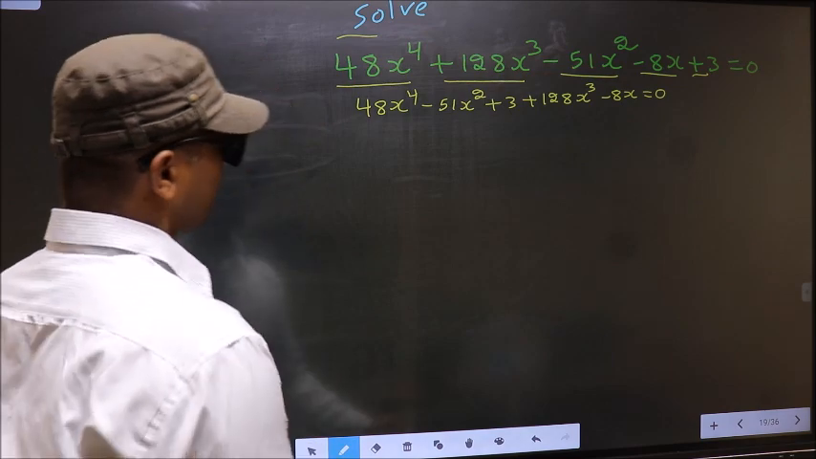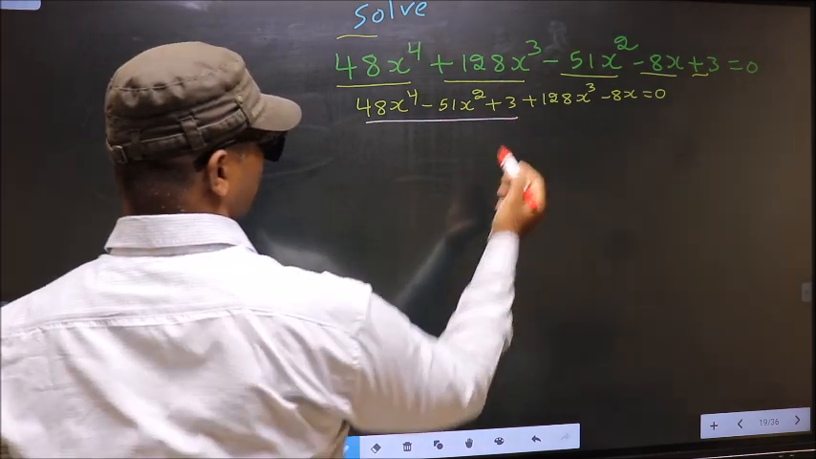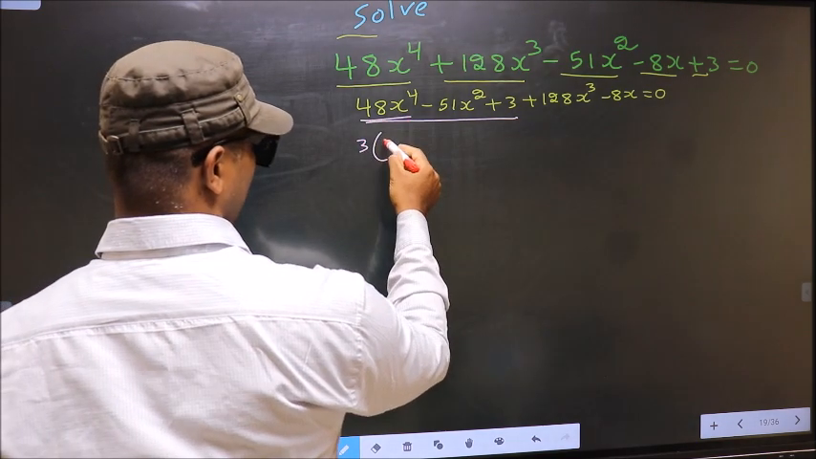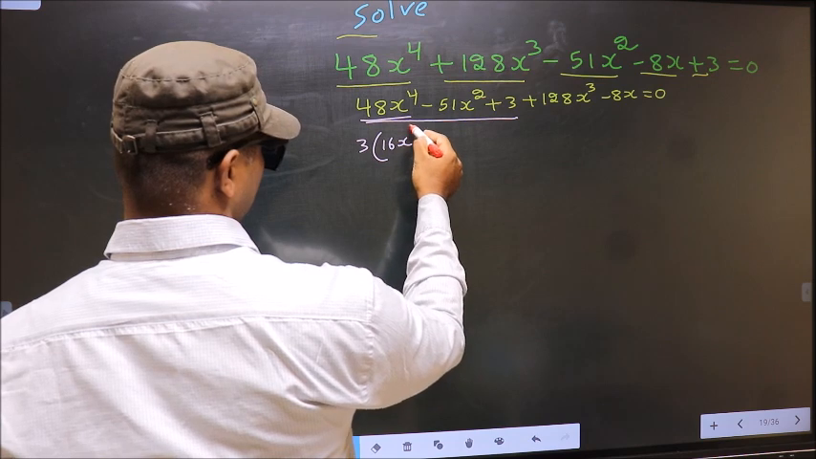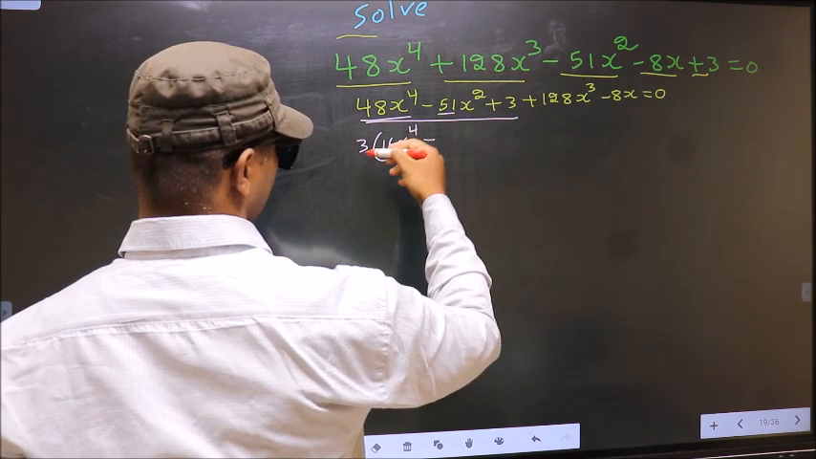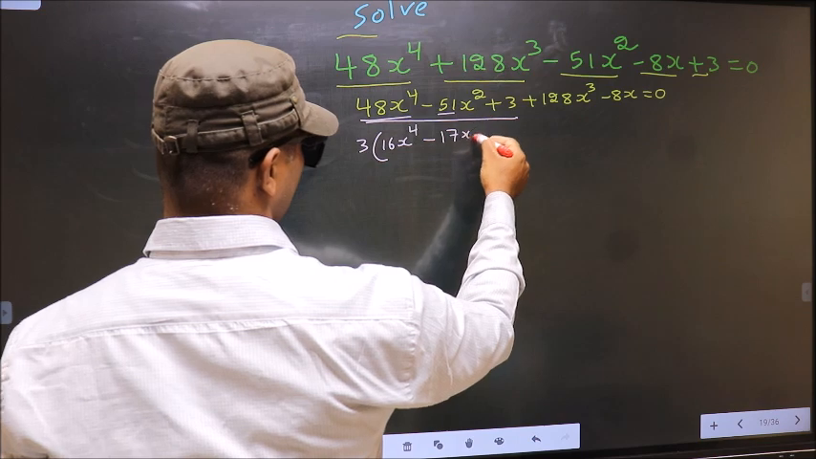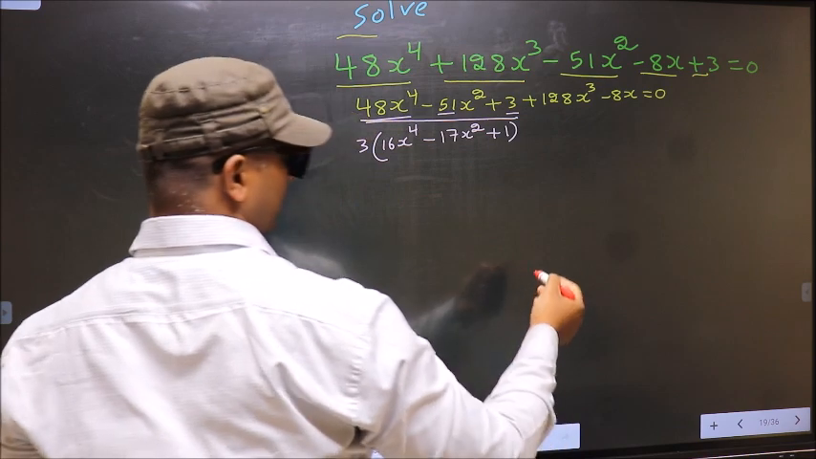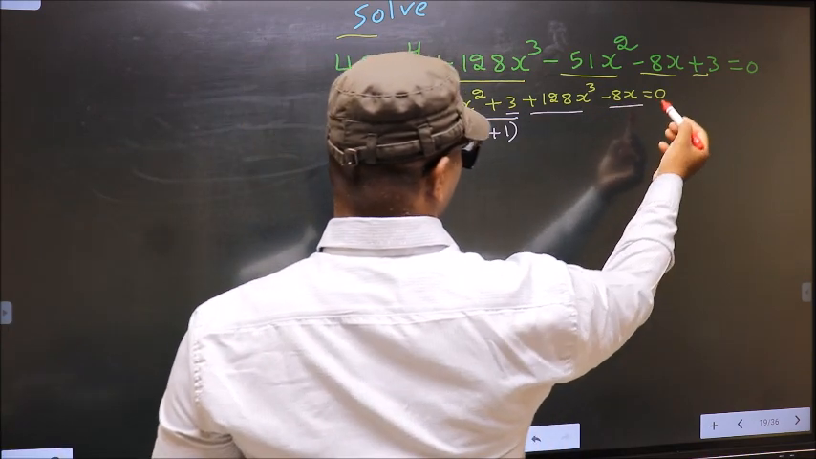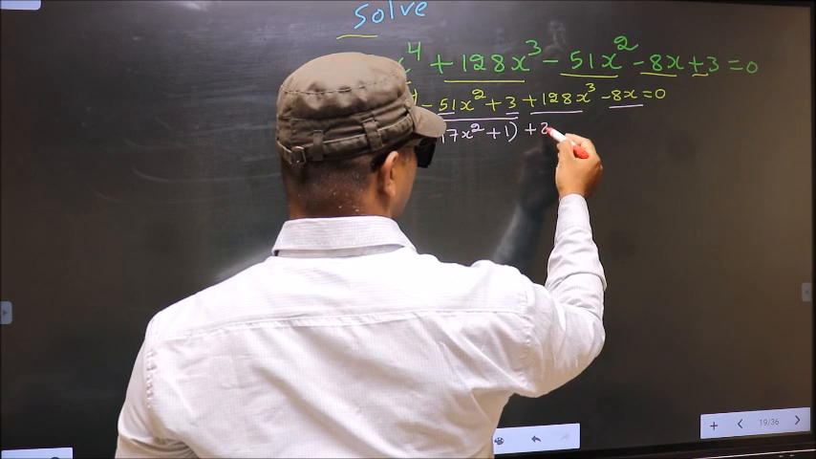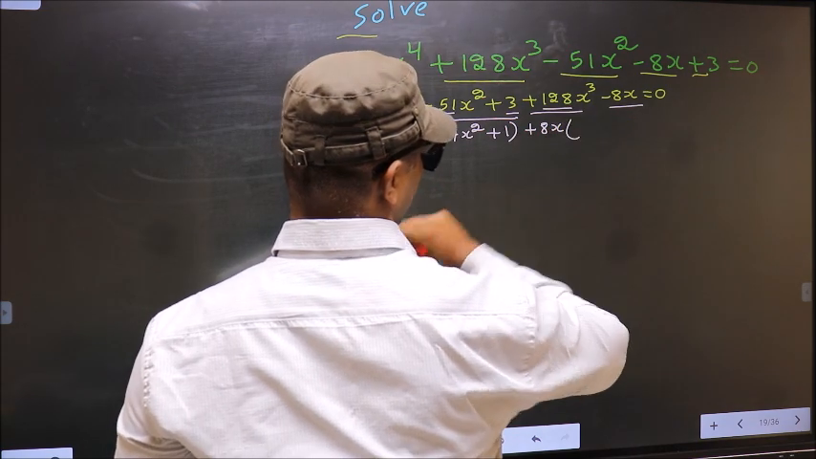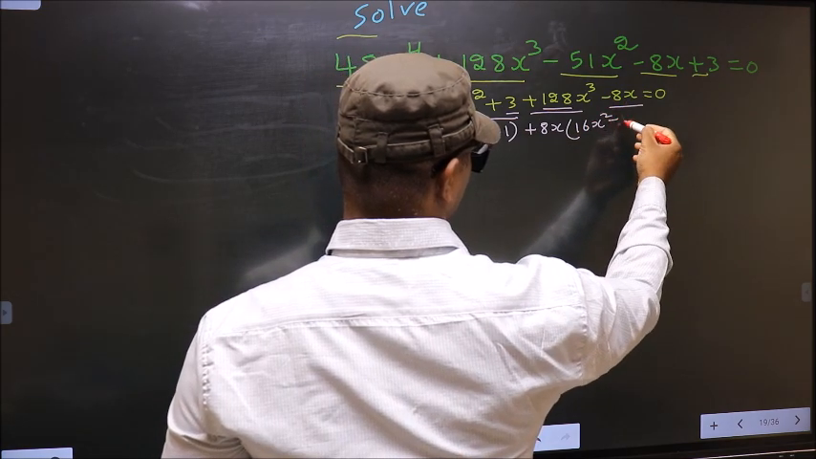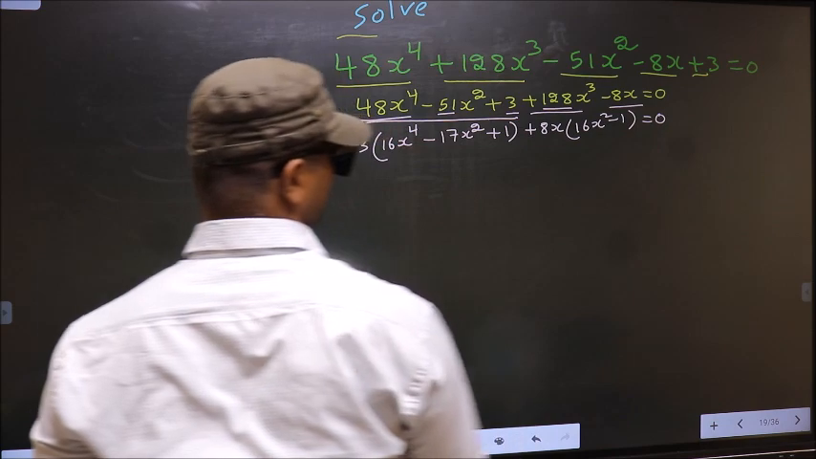Next, from these three terms, what can be taken out common is 3. So here you get 16x power 4 minus, from this 3 out, you get 17x square, plus from this 3 out you get 1. Now from these two terms, what can be taken out common is plus 8x. So here you get 16x square minus 1, equal to 0.